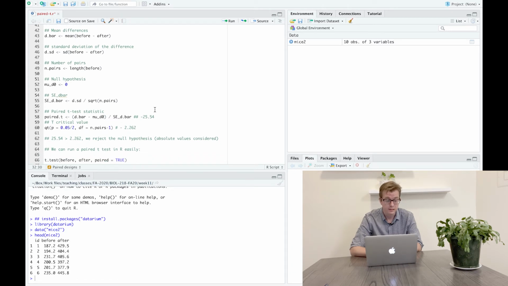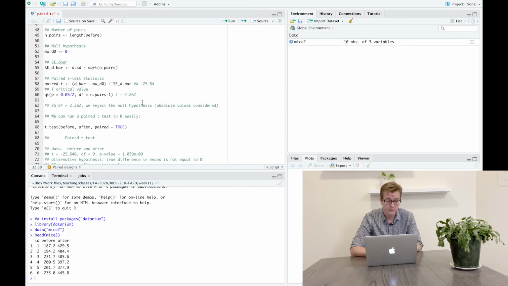We calculate the standard error of our mean differences by taking our standard deviation of the mean differences divided by the square root of our n. We then calculate our paired t-test statistic, and that is written out here, and we get an answer of negative 25.54, or 25.54 if we consider the absolute value.